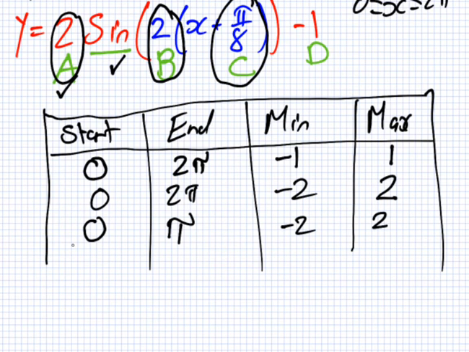y equals 2 sine 2x plus pi over 4 minus 1, and x is between 0 and 2 pi.